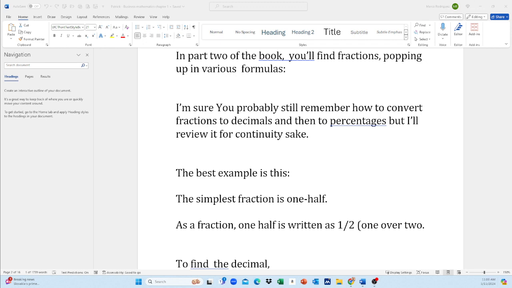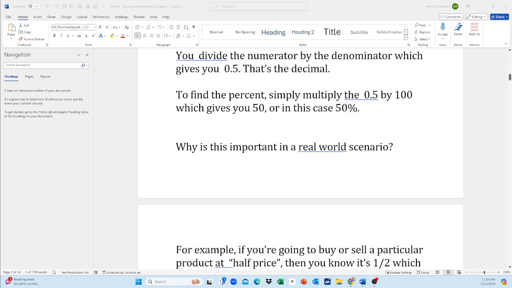The simplest fraction is 1/2. As a fraction, 1/2 is written as 1/2. To find the decimal, you divide the numerator by the denominator, which gives you 0.5. That's the decimal. To find the percent, simply multiply the 0.5 by 100, which gives you 50, or in this case, 50%. Why is this important in a real-world scenario?